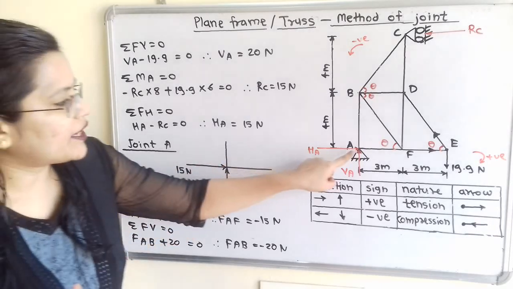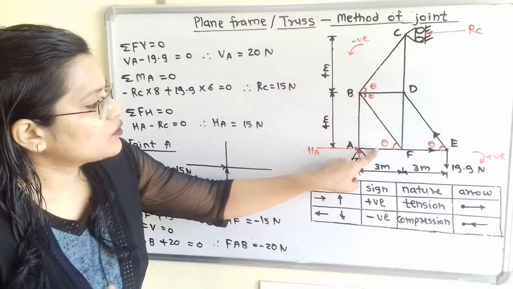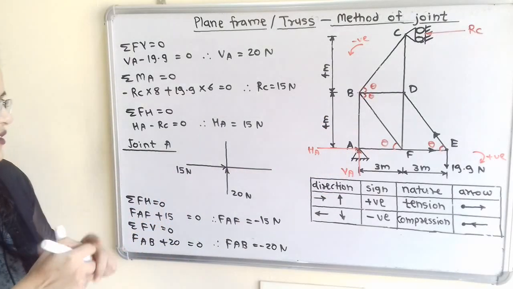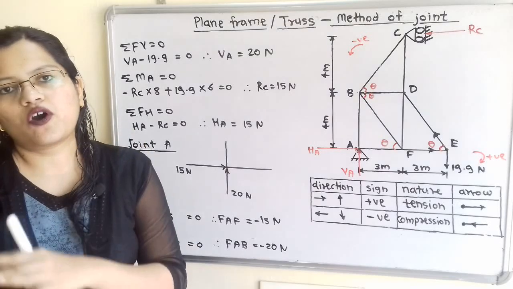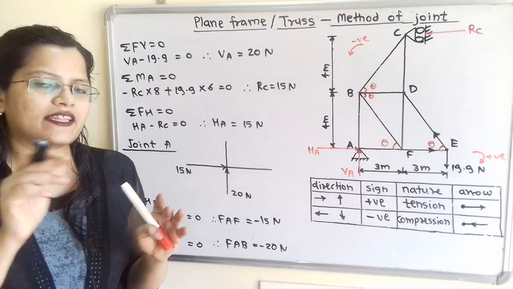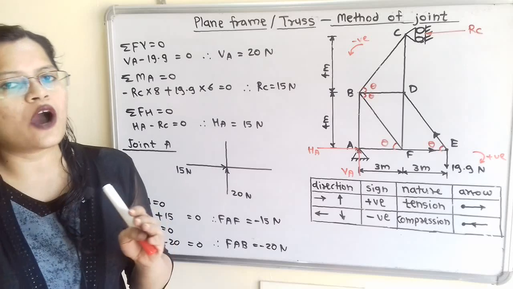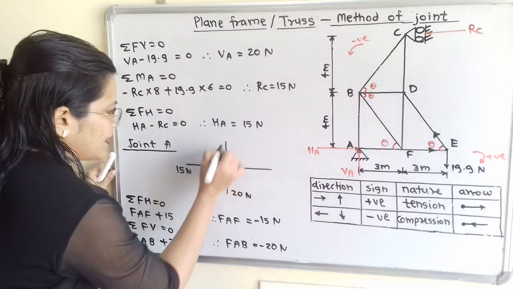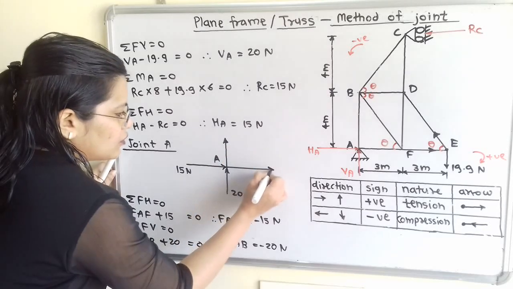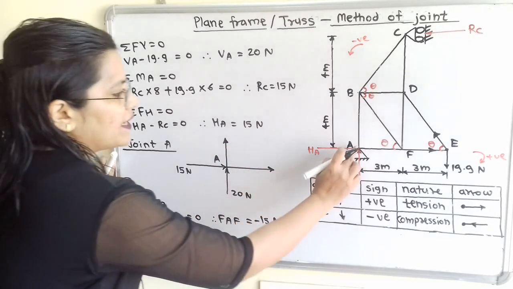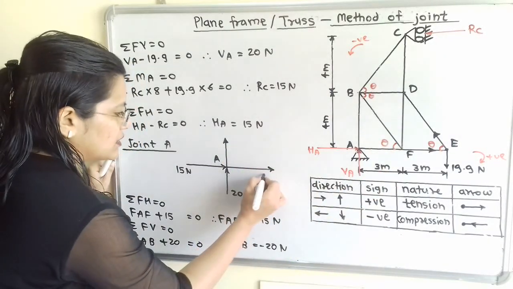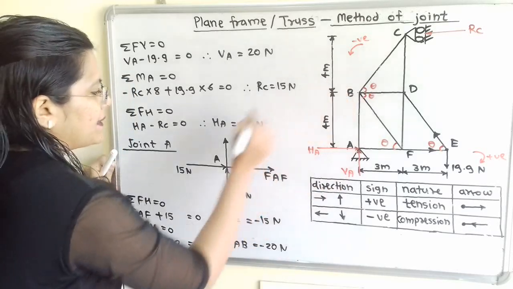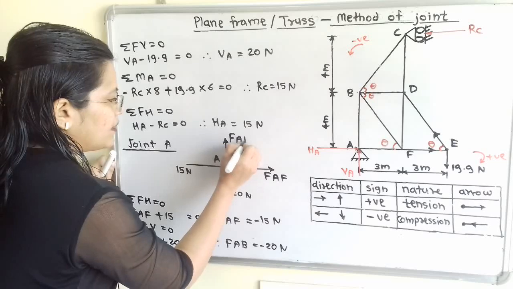Now this joint A is with two unknown forces. So we have to show this, and as per the common rule we have to show direction of these unknown forces in the outward direction from this joint. So I will mention here joint A. So here are the unknown forces. For member AF, unknown force is FAF, and for member AB, unknown force FAB.